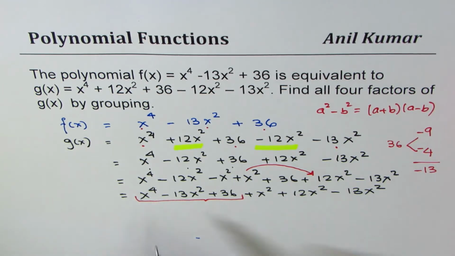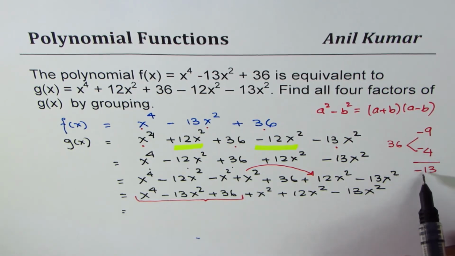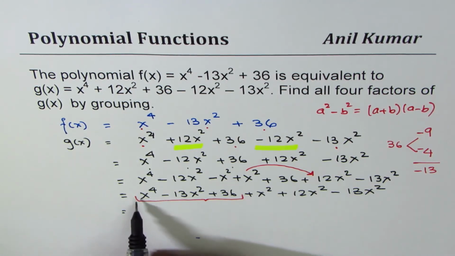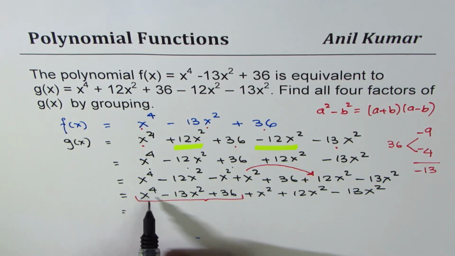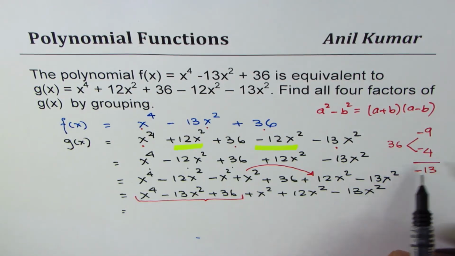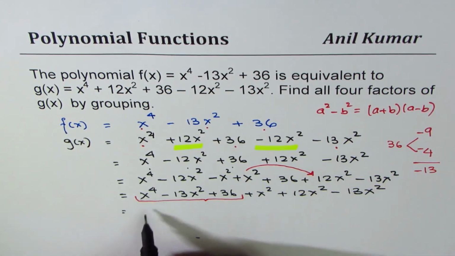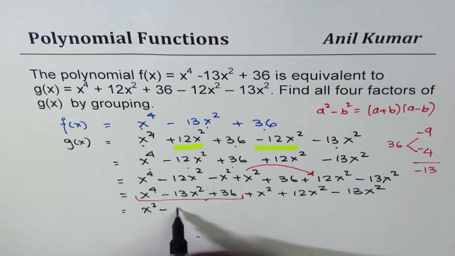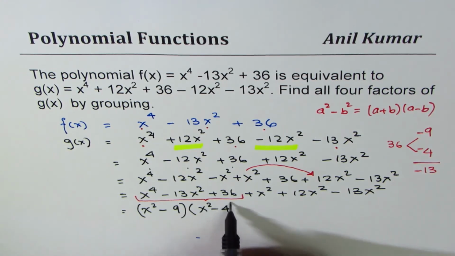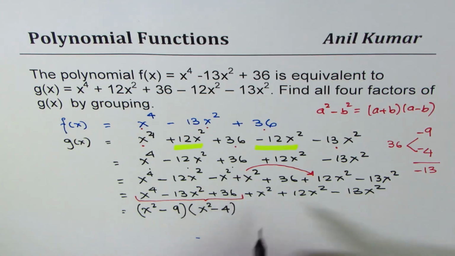Correct? Minus 9 minus 4 gives us minus 13, correct? So I could factor this, not a perfect square. We could factor now x to the power of 4 minus 13x squared plus 36 using these two factors, right? Minus 9 and minus 4. So I could write this as x squared minus 9 times x squared minus 4. So that is the factor of x to the power 4 minus 13x squared plus 36.